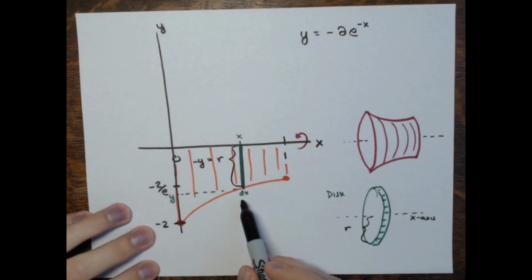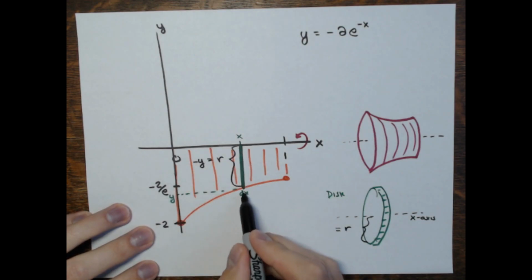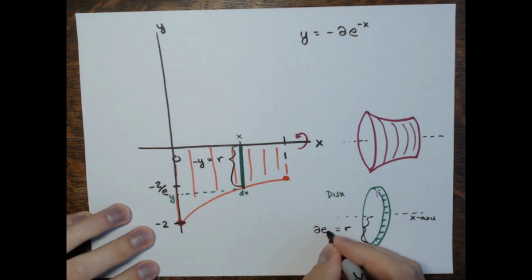And I want this in terms of x. This is dx, so I'm going to be integrating with respect to x. So in terms of x, the opposite of the y coordinate on this curve would be positive 2e to the negative x.